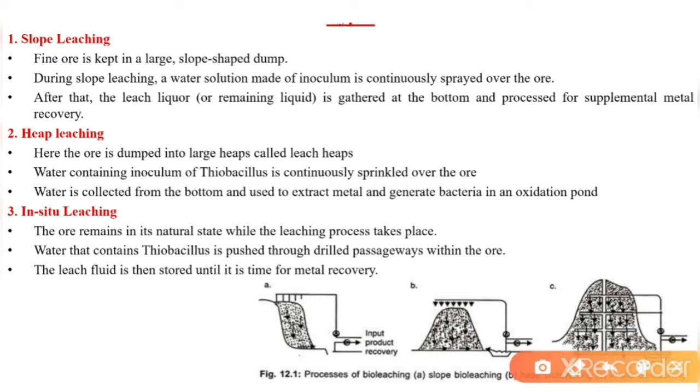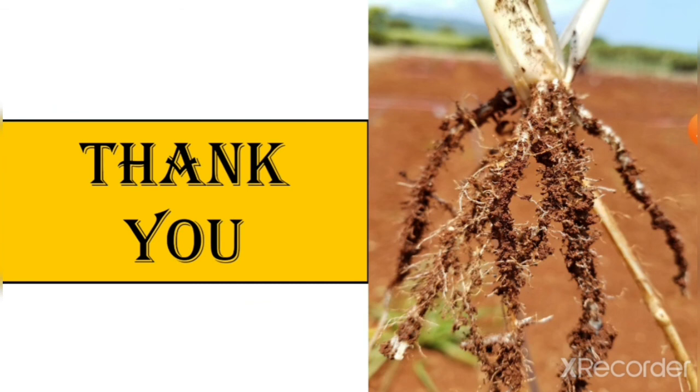Now in this in situ leaching, the sprinklers are drilled passageways within the ore, and through those drilled passageways the bacterial culture, the Thiobacillus culture, is pushed with the water. Because of that, the pure metals are purified from the ore. So these are the three types of bioleaching where we can purify the metals from low-grade ores.